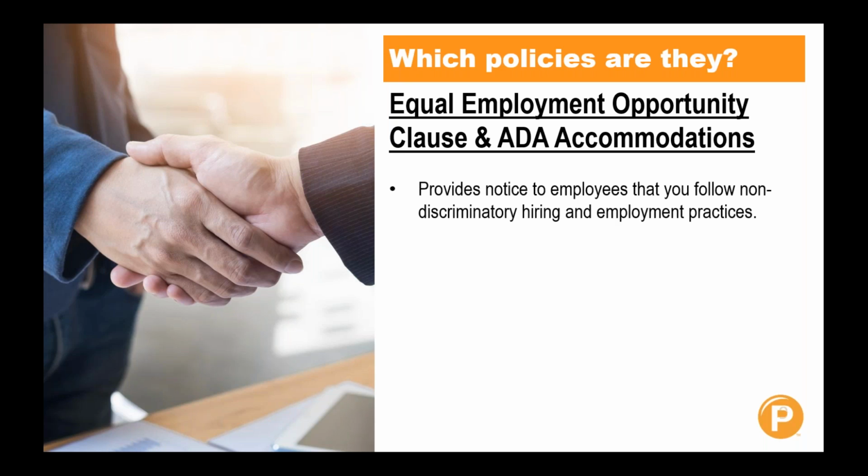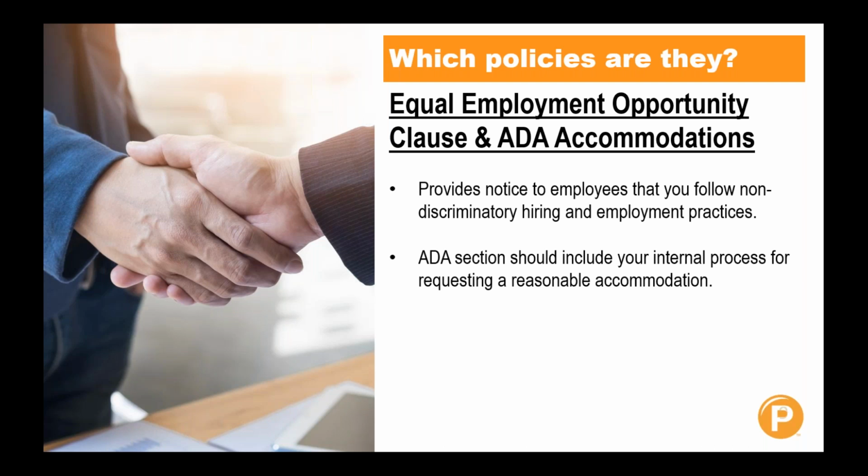All right, another policy is the Equal Employment clause and the ADA accommodation statement. So these statements provide notice to employees that you follow non-discriminatory hiring and employment practices. You may also see similar statements like this on job postings, on employment applications, and even on job descriptions. That's because there's truthfully never too many places to put these types of notices because of the severity of violations. So additionally, the ADA statement should also include an accommodation notice of internal processes, meaning you need to provide employees with a general idea of how to go about requesting an accommodation should they need one.